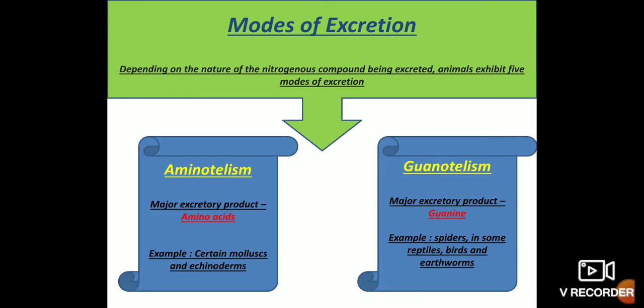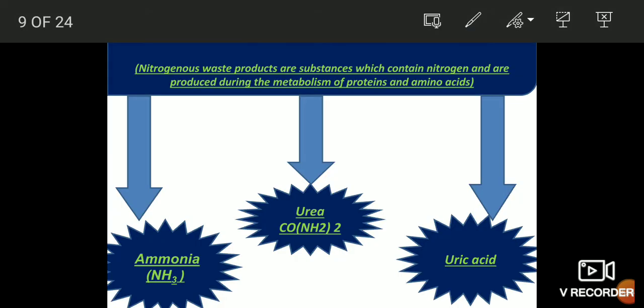The other 2 modes are aminotelism and guanotelism. In aminotelism, the major excretory product is amino acids and it is found in certain mollusks and echinoderms. In guanotelism, the major excretory product is guanine and it is found in spiders and also in some reptiles, birds and earthworms.